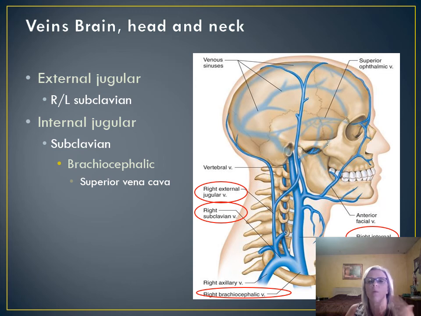All right, so we have the external jugular that is draining blood from the face, scalp, and neck, descending to the right and left subclavian veins. They're going to go on down and unite to become the brachiocephalic. And here's the point here. They merge at the mediastinum to become the superior vena cava, mediastinum.